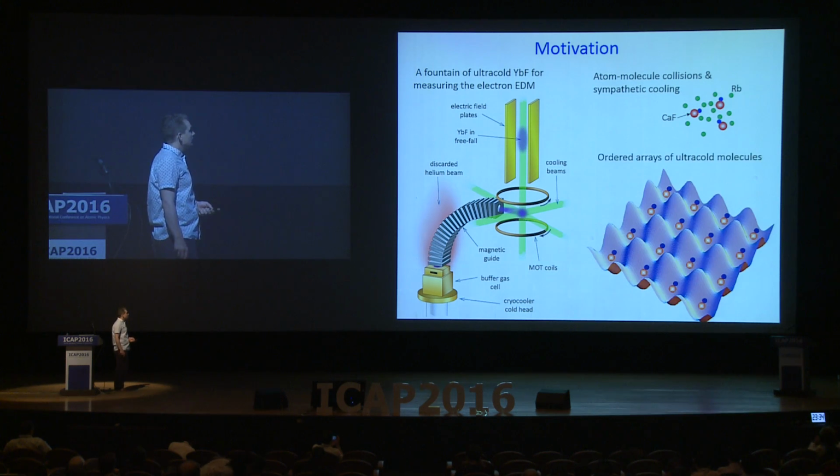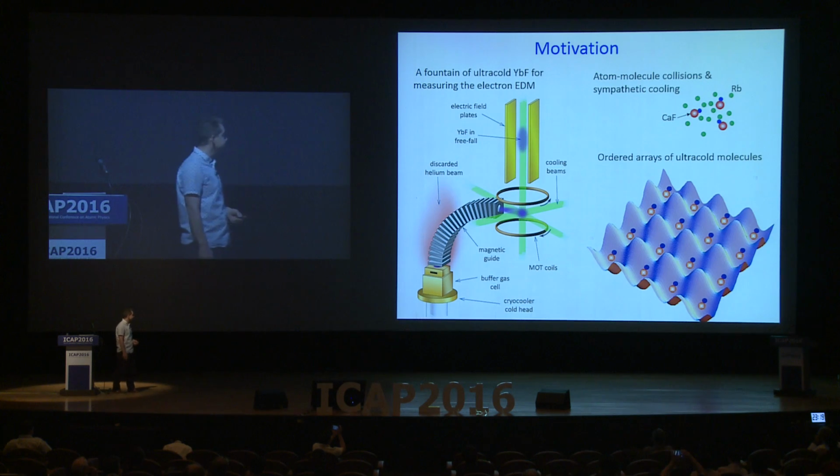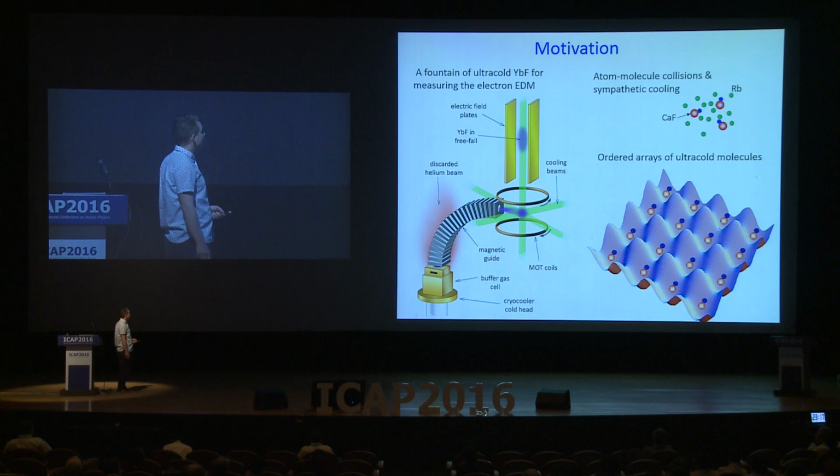And then a goal really for the whole field is to take these ultra-cold polar molecules and to organize them into regular arrays, and to use that to study the behavior of such strongly interacting quantum systems. So we're working on the laser cooling of both of these species, Ytterbium fluoride and calcium fluoride, and in my talk I'll concentrate mainly on the calcium fluoride experiment.